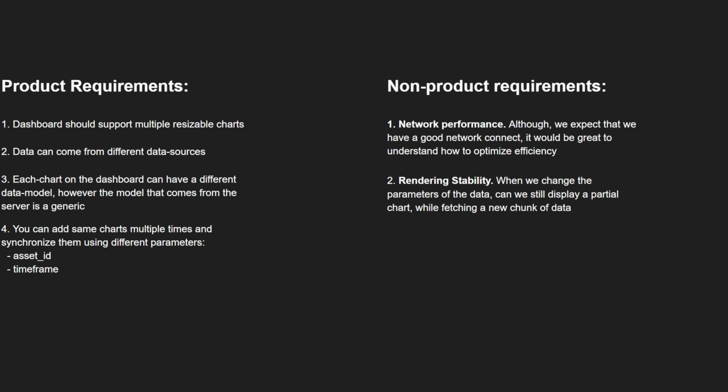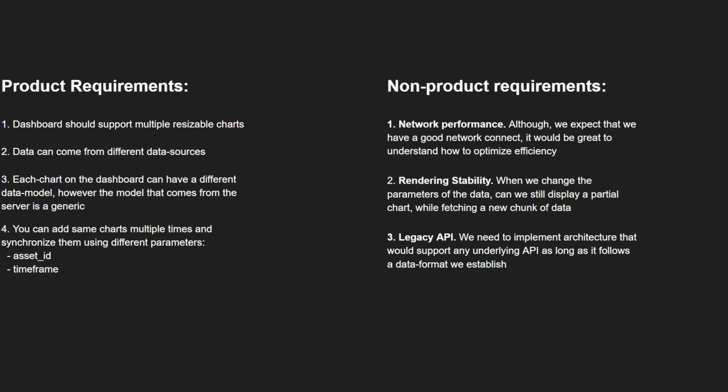So when we change the parameters of the data, can we still display some partial charts? For instance, you change the time frame from day to 1 hour. Can we somehow downscale the data so we can display the chart in the 1 hour time frame without actually requesting the data yet? And another thing is the legacy API. So we want to somehow have a unified interface that will be working across different APIs. For instance, you're a developer, you have 5 APIs that follow the same generified response model. So we want to utilize all these legacy APIs as a single method.